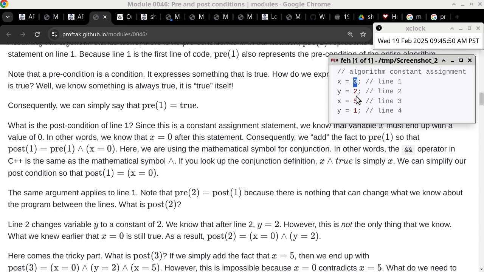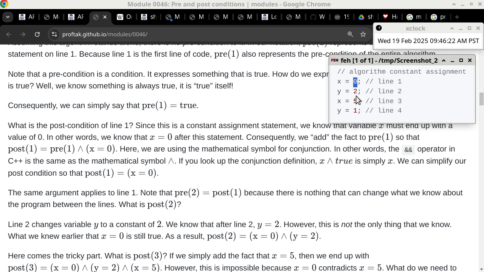Okay, does that make sense to you? If I need to know exactly what is true right after line 1 executes, don't you think I'm asking exactly the same question as what do we know is true right before line 2 executes? Because those two lines are sequential. So the post condition of line 1 is the same as the precondition of line 2. They're just different names referring to the same thing.